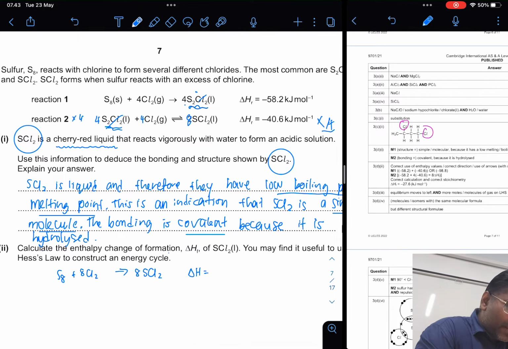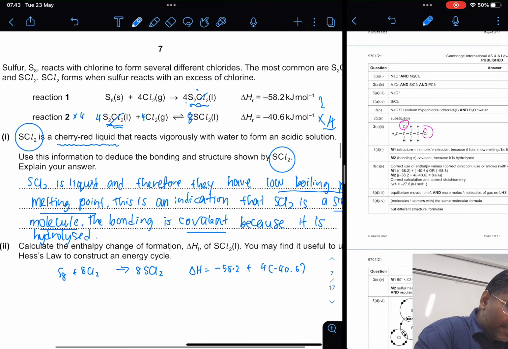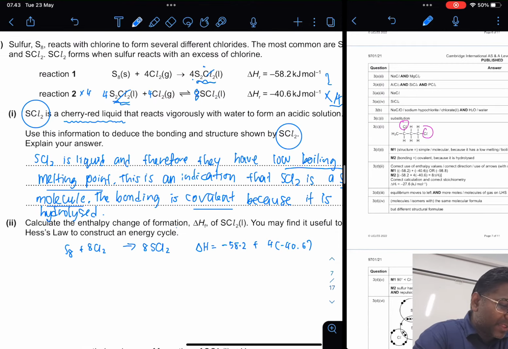So the enthalpy change over here is, we add these two, so negative 58.2 plus, don't forget, it's times by 4, so 4 times negative 40.6. Now we are going to get this enthalpy change, but if you look at it further, this is element, this is also element, and then you have SCl2 which is in liquid. So they say enthalpy change of formation.